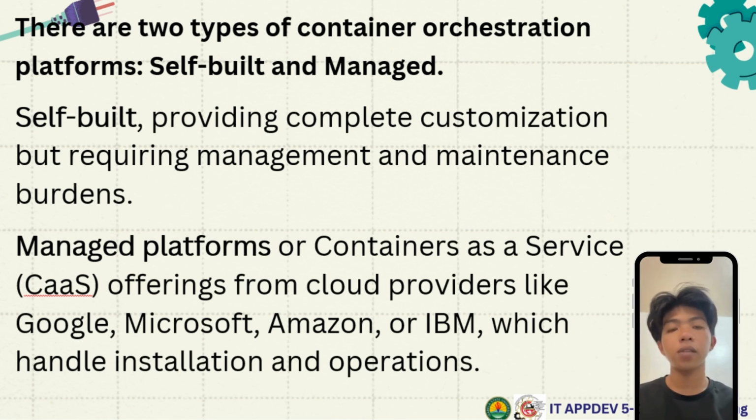So let's talk about the two types of container orchestration platforms. The first one is the self-built one. The self-built one gives the user full grasp in the customization, but it has a downside: the user has to manage and maintain the application. The second one is the managed one. In the managed one, the cloud provider is responsible for the installation, the management, and the launching of your application. All you need to do is focus on running those orchestrated containers.